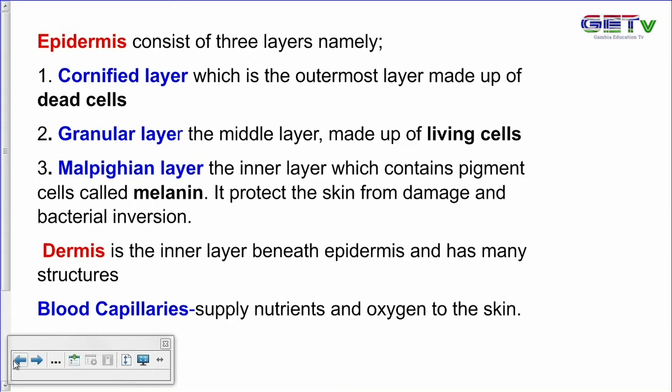Sometimes some people can be fair, some other people are dark in complexion. So it depends on the pigment, or the melanin, that's found in your skin. That's what we call the pigment. And this one also protects the skin from danger and bacterial infection. So sometimes some people bleach their skin and remove that layer, the malpighian layer, or remove the melanin. So your skin is being exposed to bacterial infection and damage.